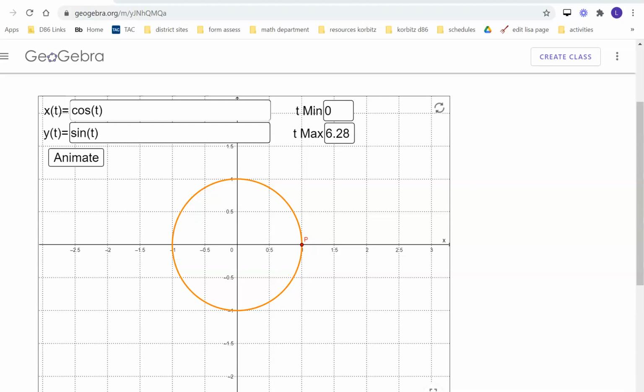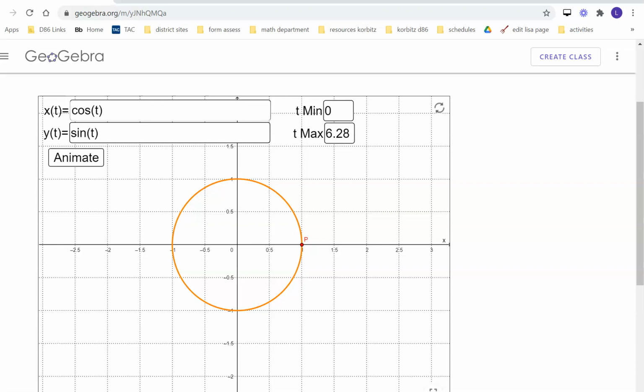So we are going to go ahead and graph x equals cosine t, y equals sine t. If you choose animate, we'll see. Notice how it started at the point (1, 0). I'll try that again. And notice my t min was 0, my t max was 6.28. So again, notice what we did here. Our t was our angle, and we started with 0. We're in radians, and we went from 0 to 2 pi.